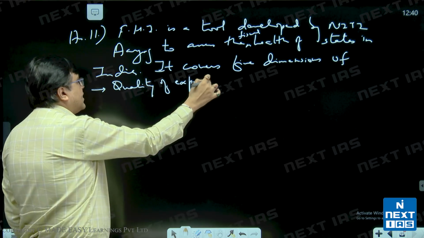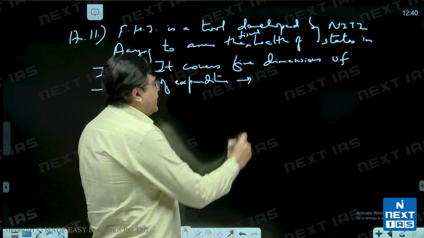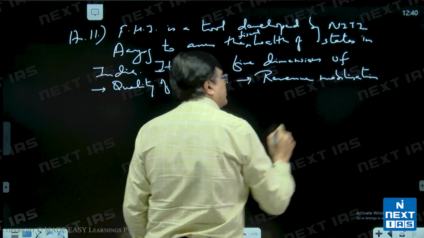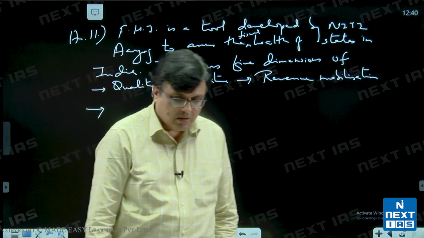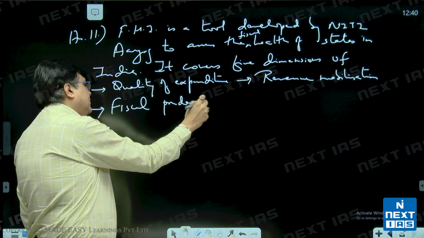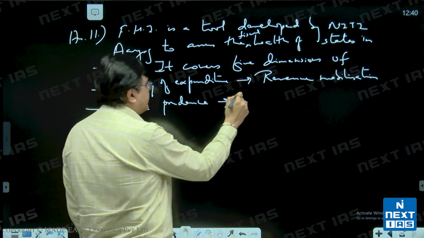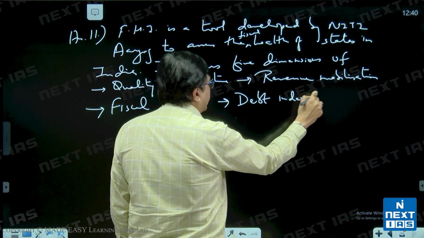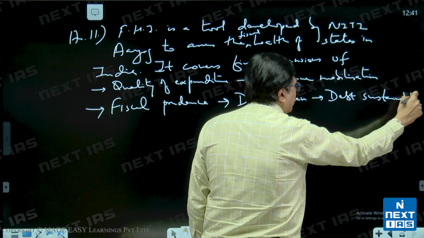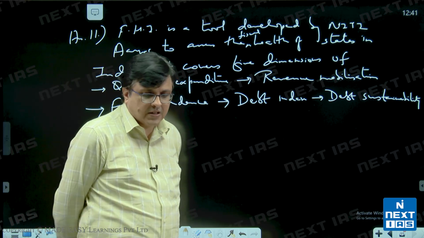quality of expenditure, that is, what kind of expenditure the state is making, whether revenue or capital, and so on. Then revenue mobilization, how well they are able to mobilize their own taxes or not. Then fiscal prudence, that is, how prudent they are in making expenditures and so on. Then debt index, where they stand at the level of loans, and debt sustainability. All right, these are the 5 things on which the fiscal health index gets measured.